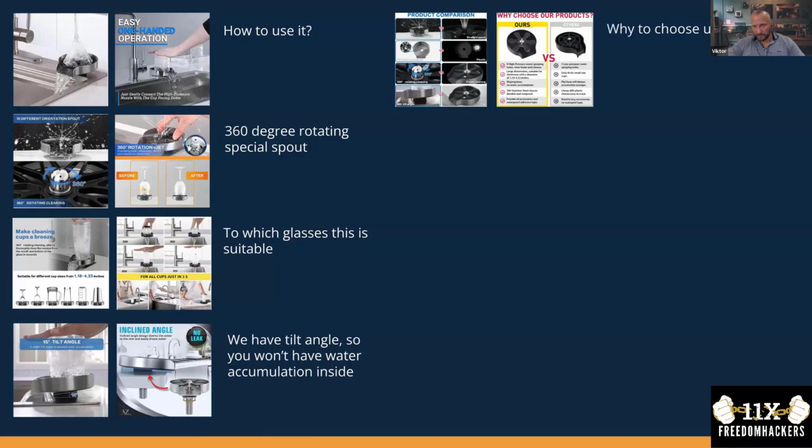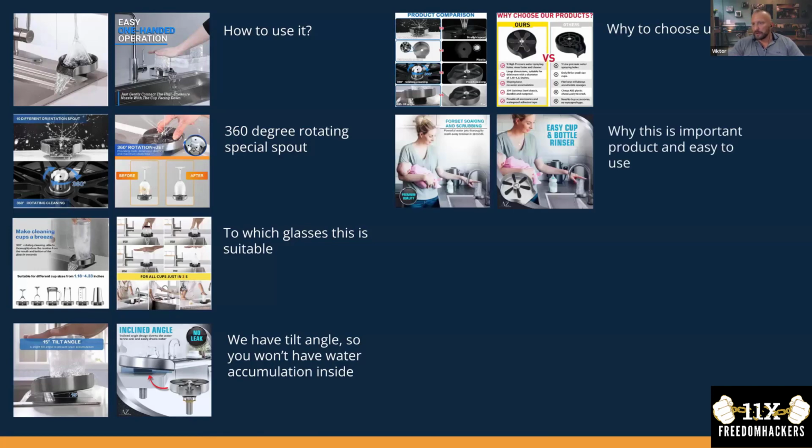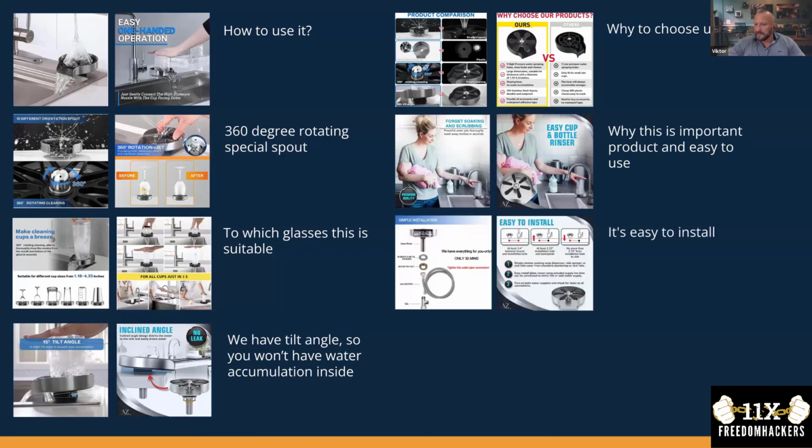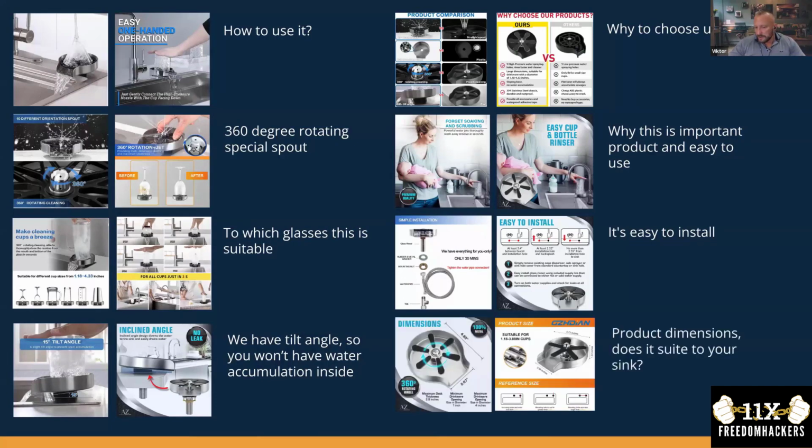There's also why to choose us. I could do the same thing. Then there's why it's an important product and how easy it is to use or who it's meant for mostly. It's like an emotional image, right? Again, I can do that. Then there's an easy-to-install purpose image. A lot of glass rinser sellers are doing that. Again, I could do that as well. Easy to install, I can make it even better, right? And some of them show product dimensions and whether it's suitable for special sinks. All right, I can do that as well.